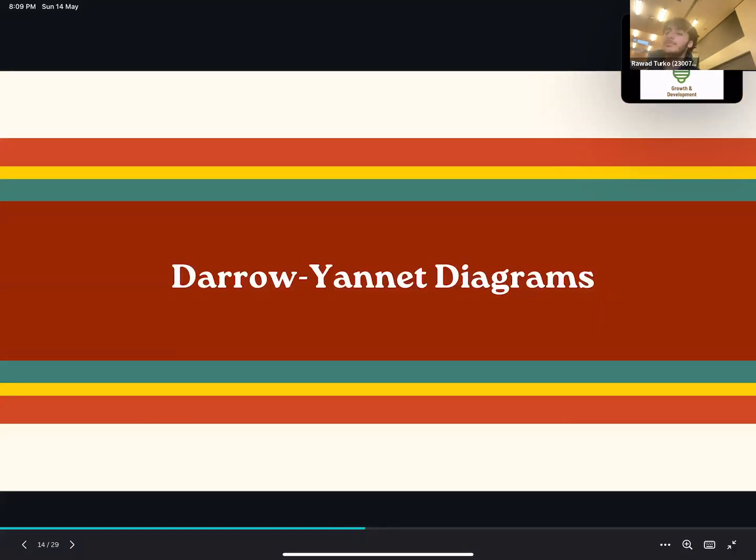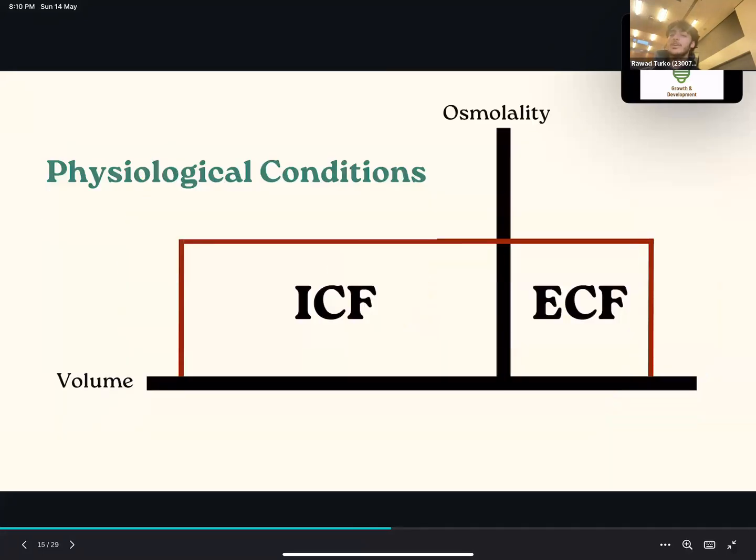And that leads me to the most important part of this lecture, which are the Darrow-Yannet diagrams. This is what a Darrow-Yannet diagram is. It's basically just telling us where the majority of the fluid in the body is and how different cases would affect the osmolalities and the volume. As we can see, any changes to the vertical dimension of this diagram would result in changes in osmolality, and any changes in the horizontal dimension would result in changes in volume.